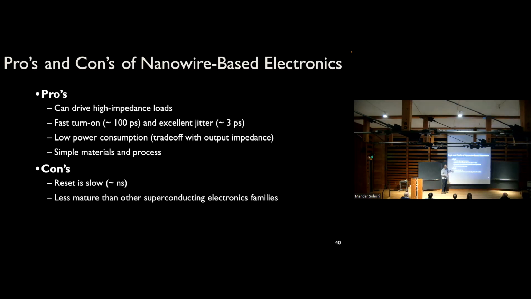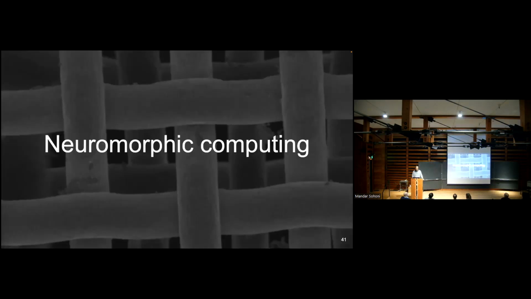But it's significantly slower because there are thermal effects going on. We're operating in the 100 megahertz range at best, not the 100 gigahertz range of a Josephson junction. So this is not a replacement for Josephson technology by any stretch. And of course, you couldn't make a quantum computer out of it because it's got a resistor in it. Of course, it's also less mature than other electronics families. It's just been a few years now that we've been working on it.